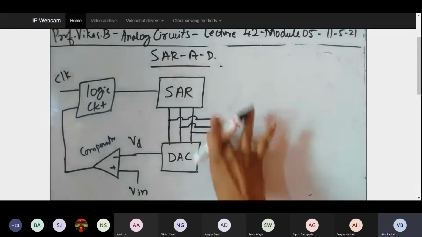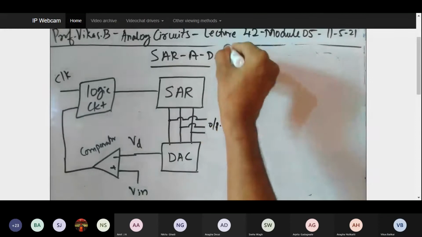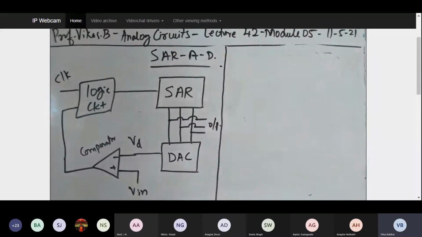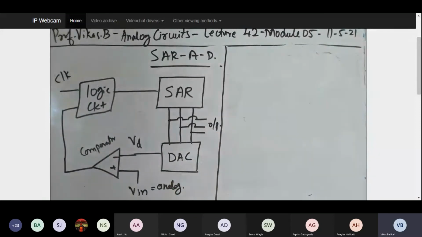So here you are going to get the output. Fine. So this is your circuit, a very simplified circuit, and here is your analog input, and that has to be converted in the form of digital output, which we are going to check over here. So when we want to start the operation, there are a few things we need to remember.